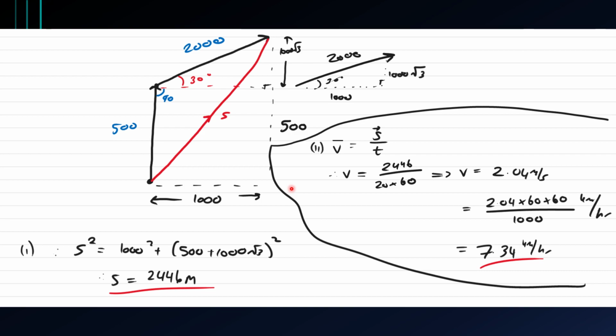So we can show that if we just isolate off this right angle triangle, the one with the dotted lines, it's 1,000 going horizontally, and then we have 500 plus 1,000 root 3 going up, forming our little right triangle because we have a square. So s squared is 1,000 squared plus this quantity, 500 plus 1,000 root 3 squared, which is roughly 2,446 meters.